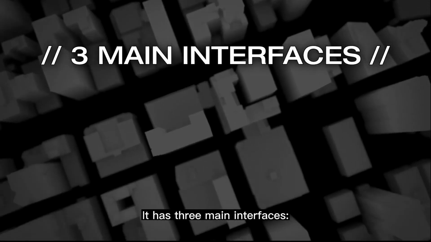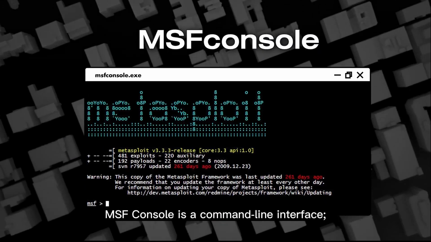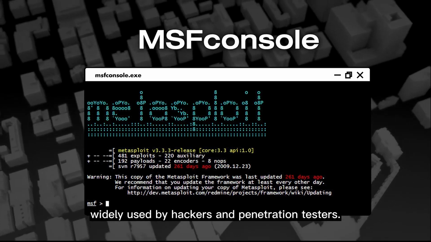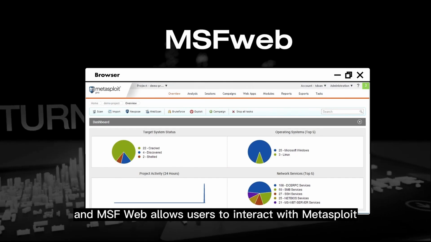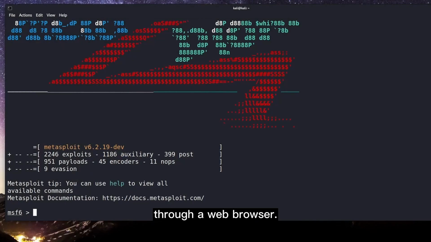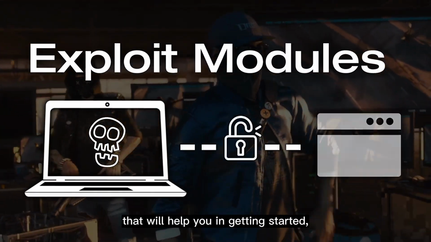It has three main interfaces: MSF Console, Armitage, and MSF Web. MSF Console is a command line interface, widely used by hackers and penetration testers. Armitage is a third-party graphical user interface for beginners, and MSF Web allows users to interact with Metasploit through a web browser. In this video, I'll introduce you to Metasploit through MSF Console, and cover some basic commands that will help you in getting started.